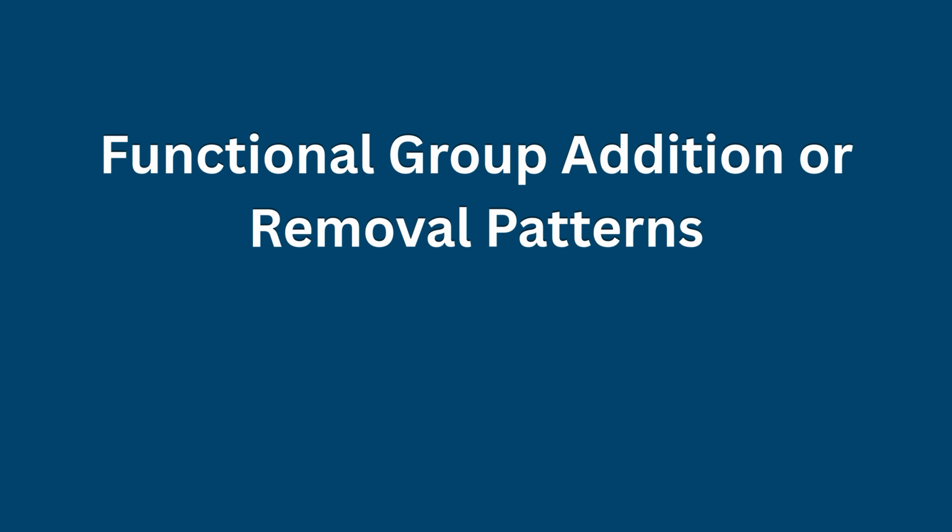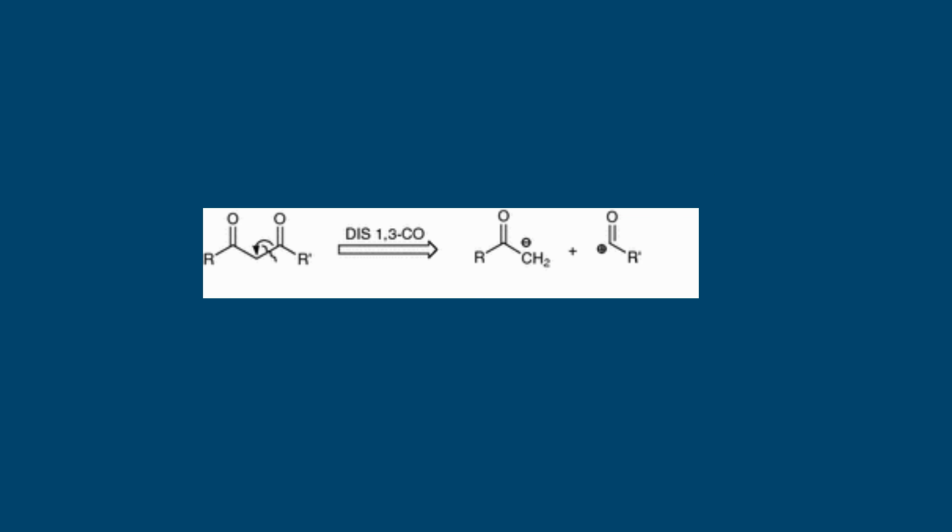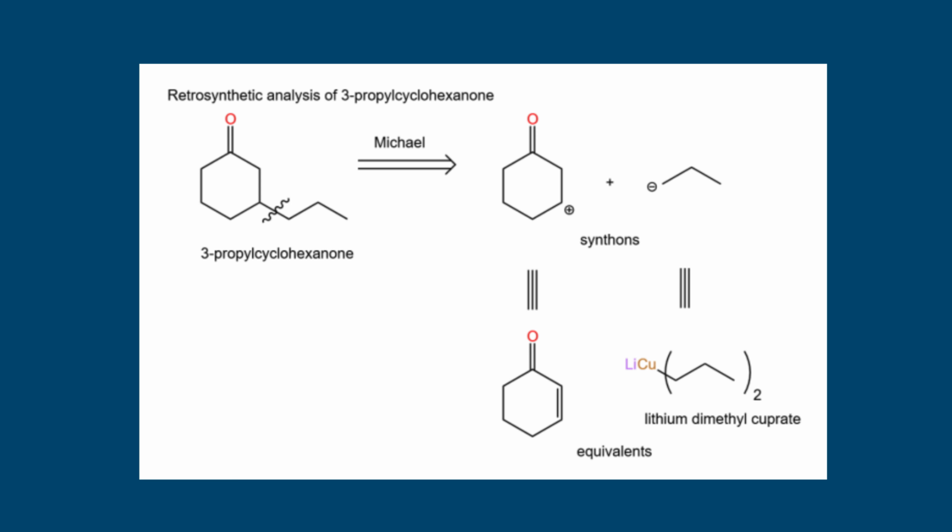Functional group addition or removal patterns. Strategic addition or removal of functional groups, FGA or FGI, enables access to canonical disconnection patterns such as 1,2 disconnections for vicinal diols or olefins, 1,3 disconnections for carbonyl compounds, 1,4 disconnections for Michael acceptors.